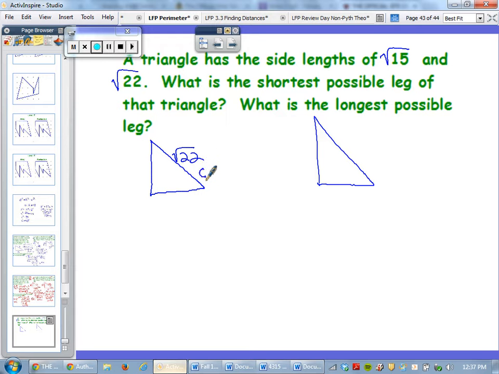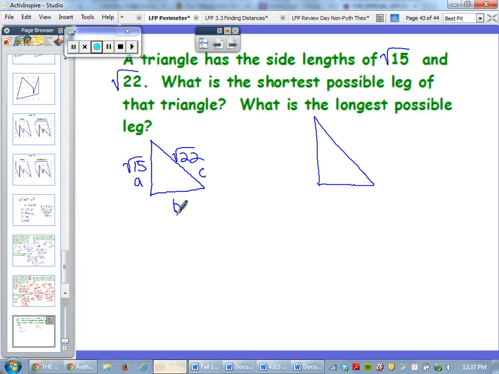Okay? Because if we're looking for the shortest leg, that means that the other length that we're looking for is shorter than any one we were given. And since the square root of 22 is the biggest side length we were given, it must be the hypotenuse. So I'm going to label that C. We're going to say the square root of 15 is A, and then we don't know what B is. Okay? Let's go over to the other question.